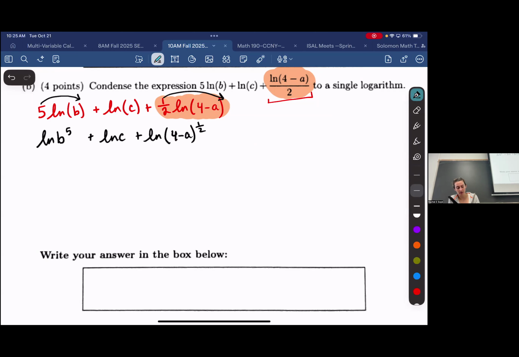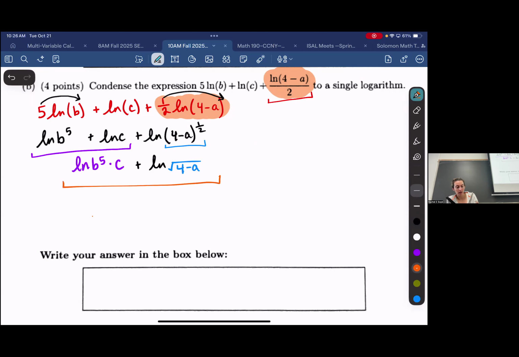That's the same as what? Yeah, just the square root. So we can rewrite this as just the square root of 4 minus a. And then we can combine, again, addition is the same as multiplication. Then we can combine it one last time. So we get our final result to be natural log of b to the 5th times c times our square root of 4 minus a.